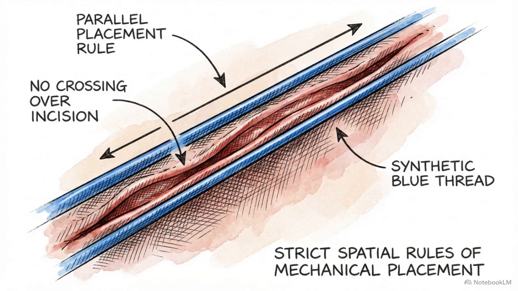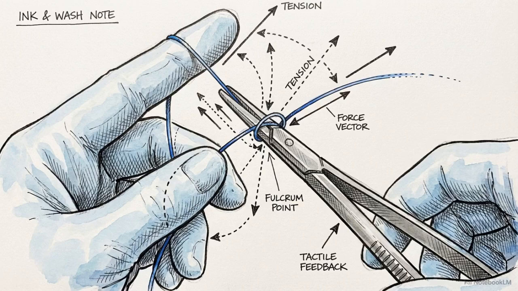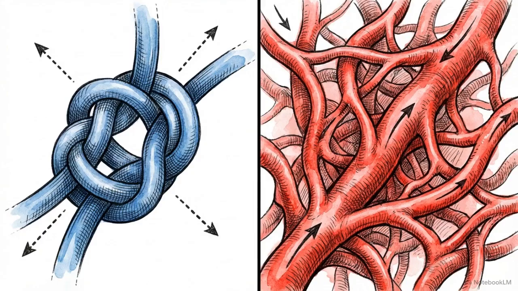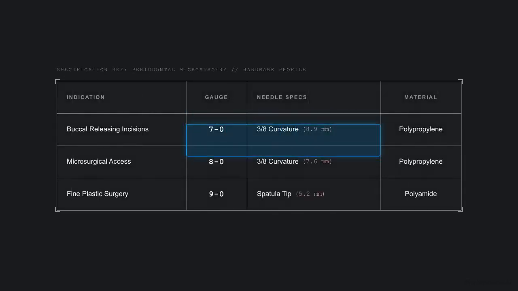Sutures must never cross over incision lines, and they must not penetrate too close to the delicate interdental papilla to avoid tearing the tissue. Surgical success requires a continuous, real-time calculation. The clinician must balance the mechanical security of the knot against the strict perfusion limits of the local blood vessels. All of these mechanical and biological principles culminate in the modern standard of periodontal microsurgery. This chart shows the extreme specifications required for this work, utilizing precision 3/8 curvature needles paired with ultra-fine threads ranging from 7/0 down to 9/0 gauge polypropylene.